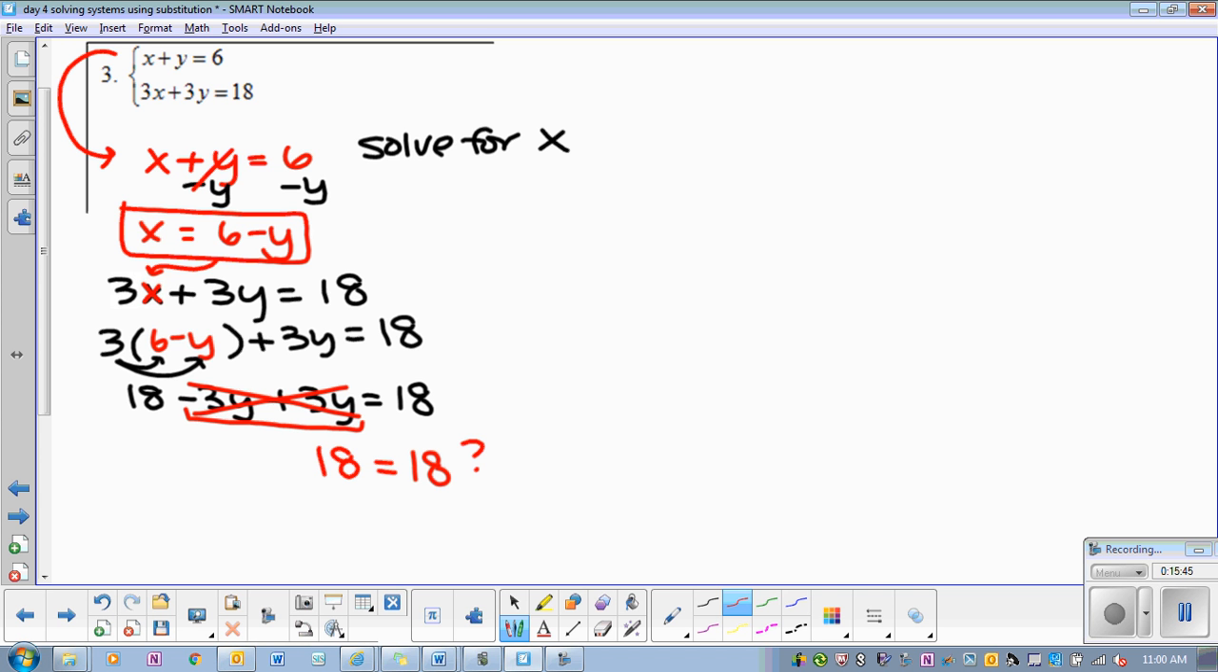I'm just going to tell you how to read this. Does 18 equal 18? Yeah. This is true, right? So, if this is true, there are no variables left. You know what this means? It means that this line, the first line and the second line, is basically the same line. What does that tell me about the number of solutions? Infinite. If it's true, then it's an infinite number of solutions.